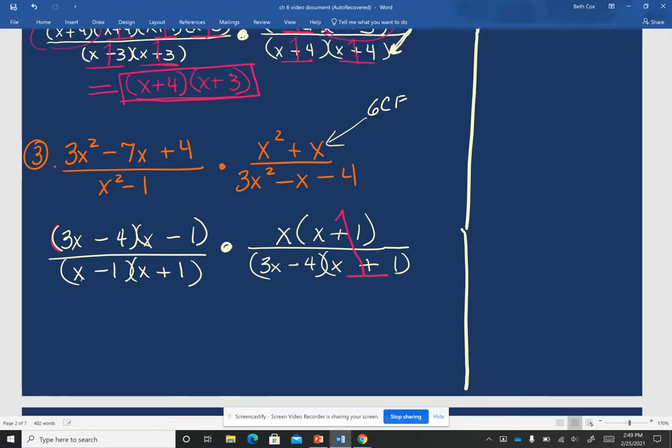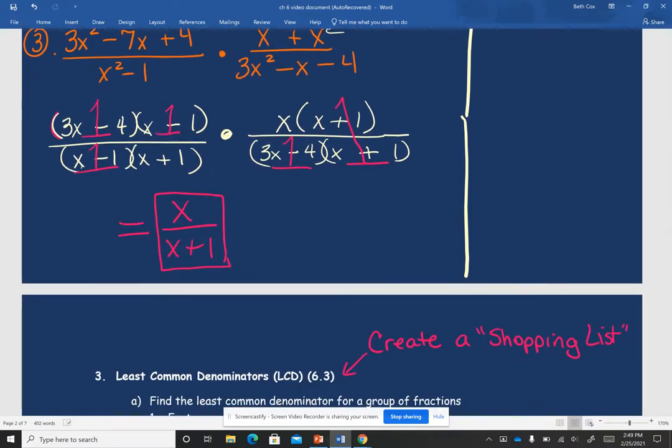And so that's a 1. And that one matches that one. So that's a 1. And that one matches that one. So that's a 1. So now what I have left in the numerators, I have 1 times 1 times 1 times x. And in the denominator, I have x plus 1. There we go.